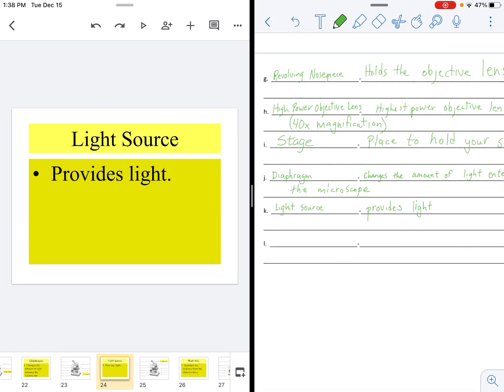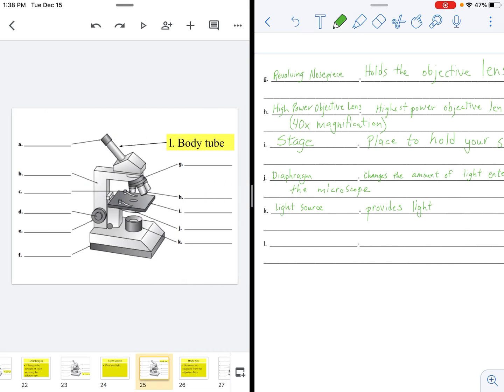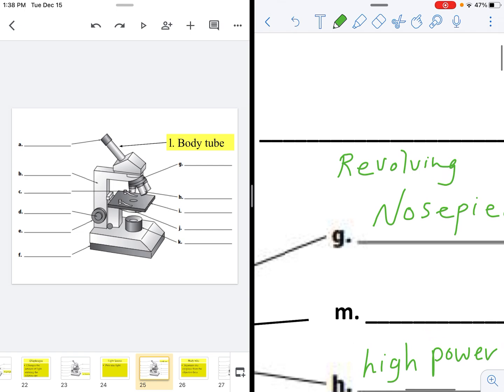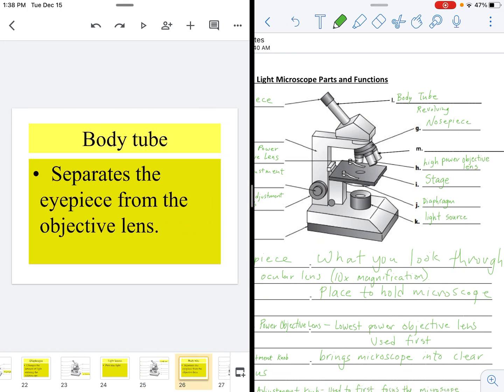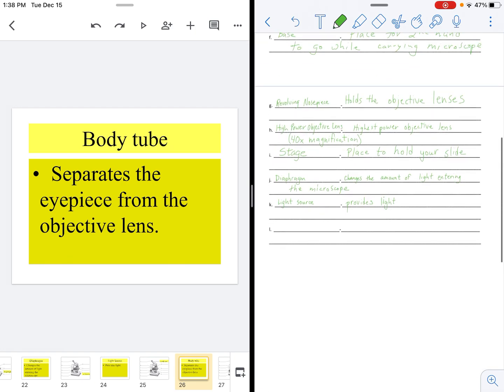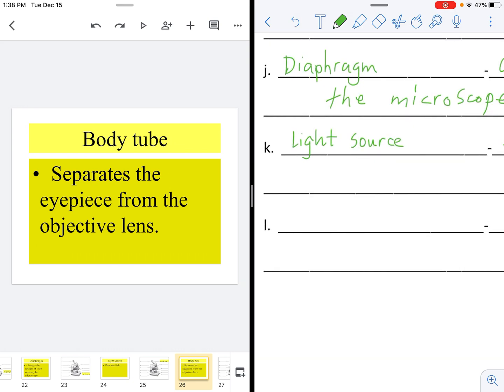Next, I added a couple more parts to the diagram. And so letter L is the body tube. And so I added that at the top of the drawing. The function of the body tube is that it separates the eyepiece from the objective lens. And the spacing of that body tube, how long it is, plays a part in getting the two lenses to work together, the ocular lens and the objective lens.